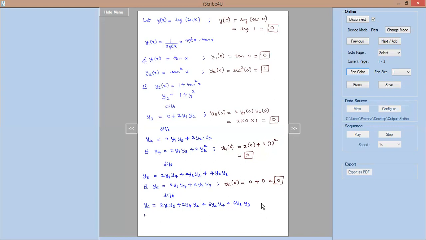So I'll just rewrite this expression once again. We have 2 y1 y5 and the middle two terms are like terms. We can add them: 8 y2 y4 plus 6 y3 square. So this is the simplified answer for y6.